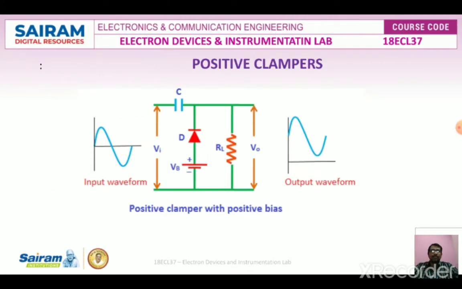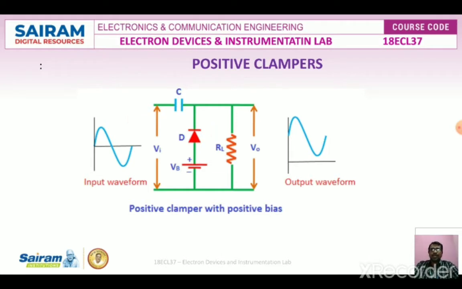The next one is positive clamping. Here the function generator input signal is connected to the capacitor, and the other end of the capacitor is connected to the diode anode. The diode cathode is connected to the biasing circuit, and the resistance is connected parallel to the diode, and the output is taken.